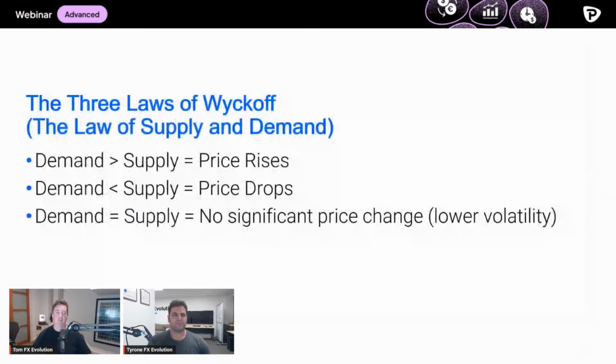Absolutely correct. And what Wyckoff did was come up with three main laws, and I think an overarching law that we'll talk about now. What I want to do is focus on the first two in this particular segment. I want to talk about the law of supply and demand.